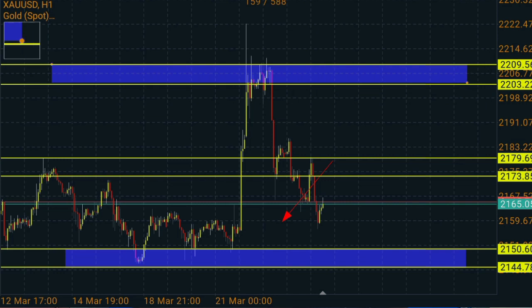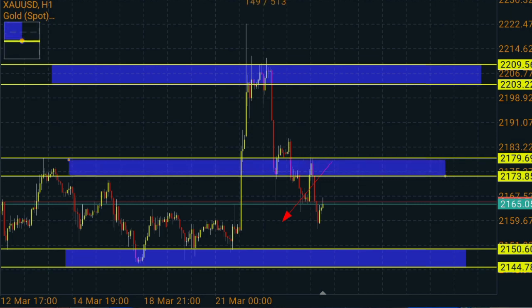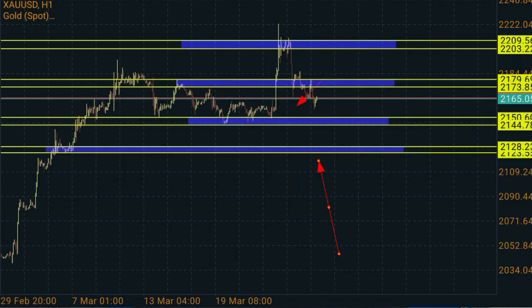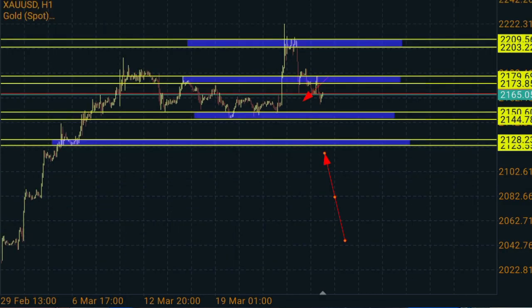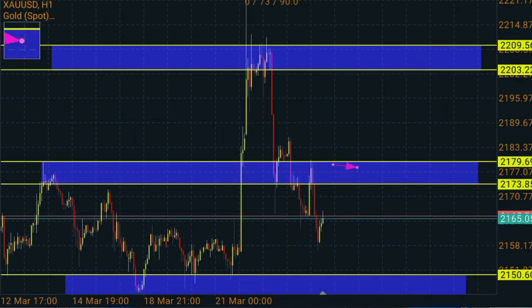So here all is H1. So if one zone break, you wait for another zone. If the zone failed, you wait for another zone. So that is how I used to do my trading.